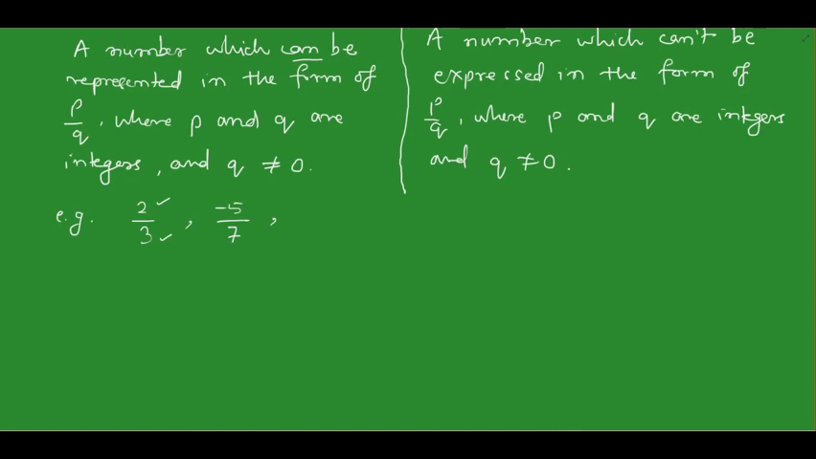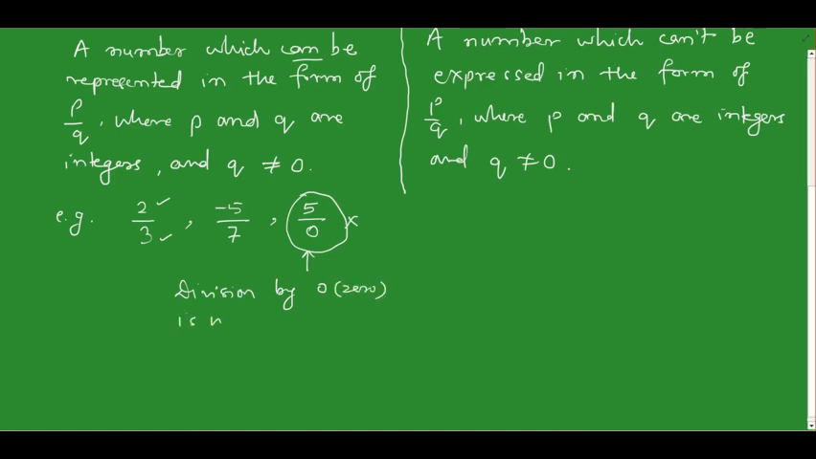But if I write 5 upon 0, then this is not a rational number, and it is not any number at all, because division by 0 is meaningless. No meaning comes out of it. You can't divide any number by zero. Okay, so division by zero means there is no number like this.